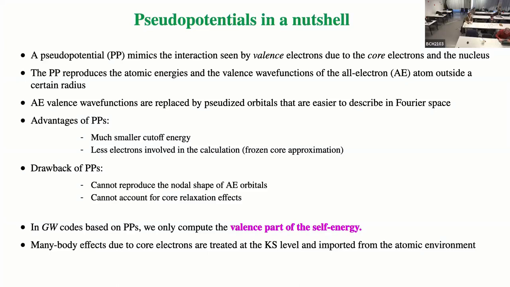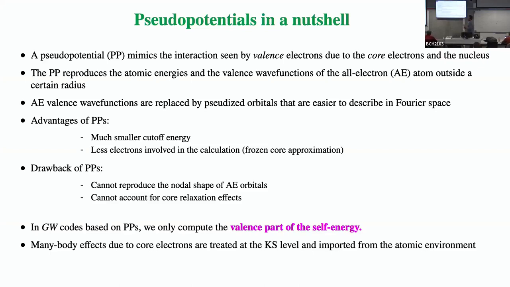We use pseudopotentials because the wave functions are smoother. We get rid of the Coulomb singularity due to the interaction with the nucleus, so we need fewer plane waves to describe the interaction. We also get rid of core electrons, so we have fewer electrons that should be solved self-consistently. The problem is that the pseudopotentials cannot reproduce the nodal shape of the wave functions around the origin, the fact that the wave functions have oscillations in the presence of the true interaction.